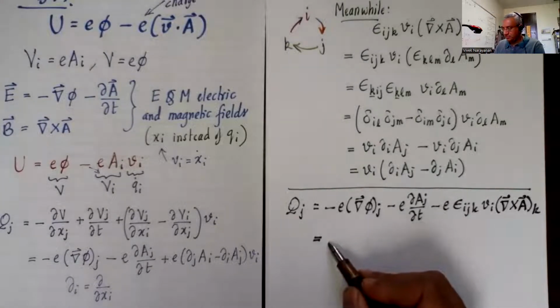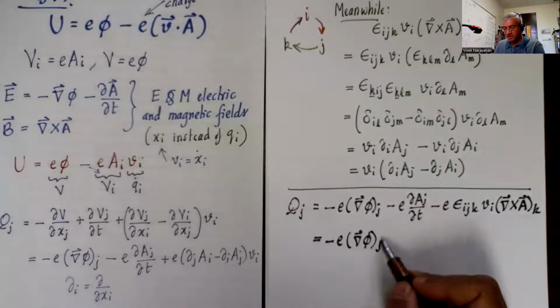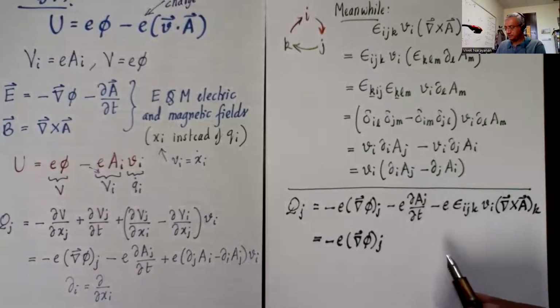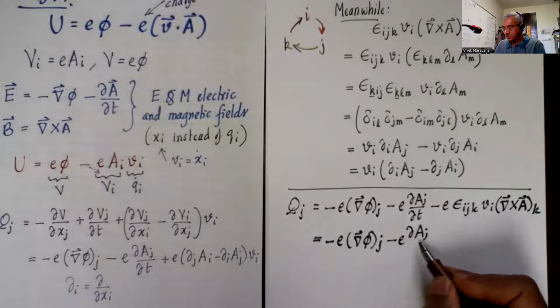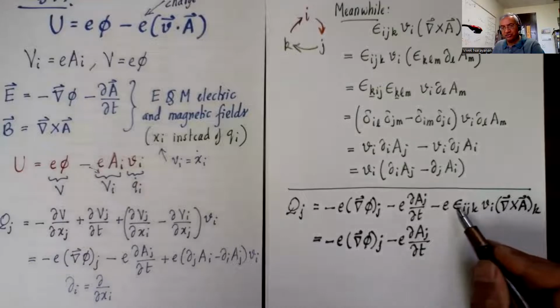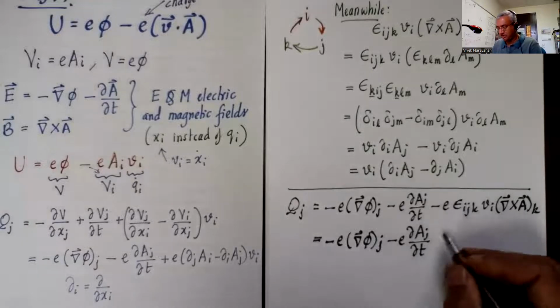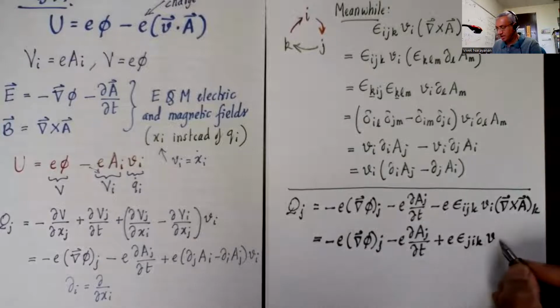Well, one more step. This is negative E del phi by del xj. Now, because B is del cross A, I'm going to use that. Minus E del AJ by del T. And I'll also absorb the minus sign by shifting I and J. If I interchange I and J, because of the antisymmetry in the epsilon tensor, I will get another minus sign, which will cancel the minus sign here. So plus E times epsilon JIK VI BK.